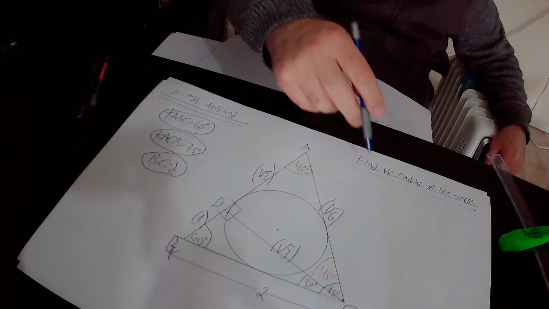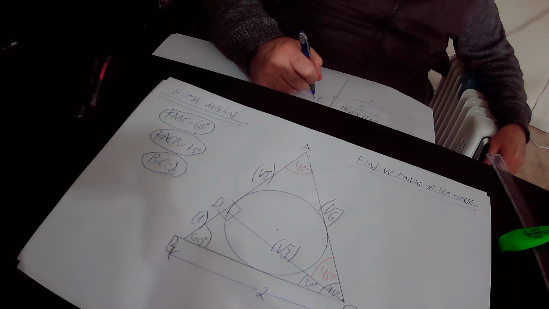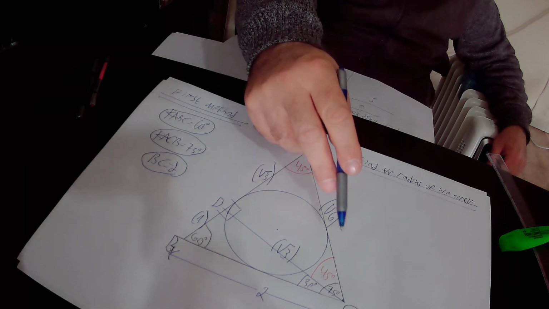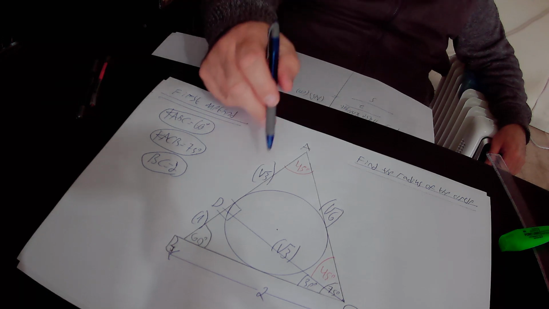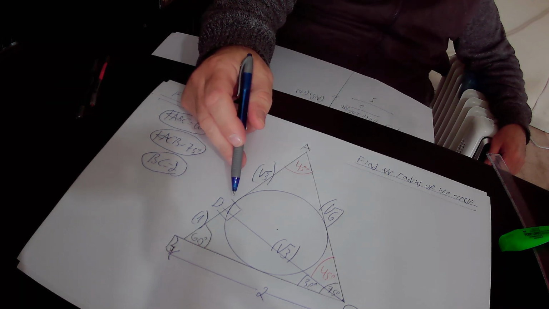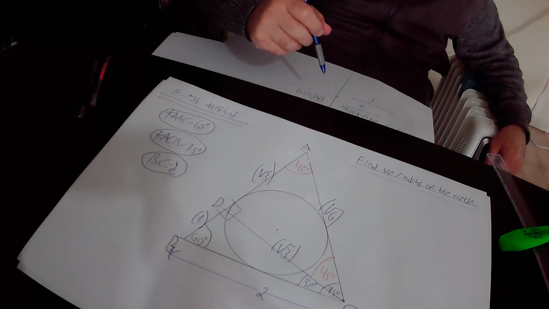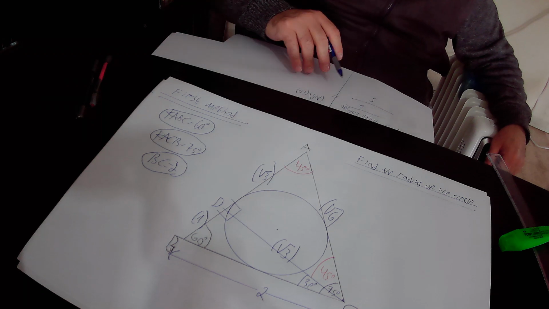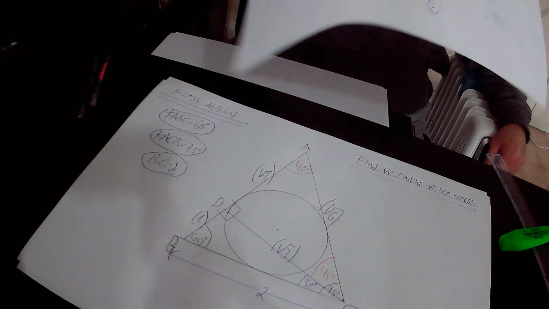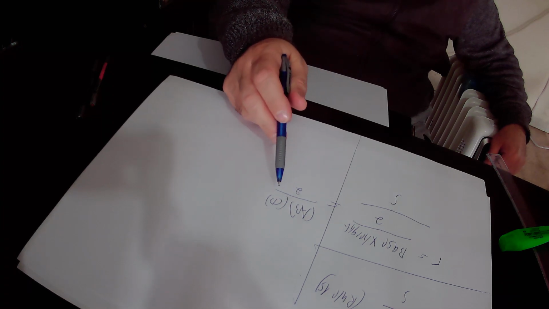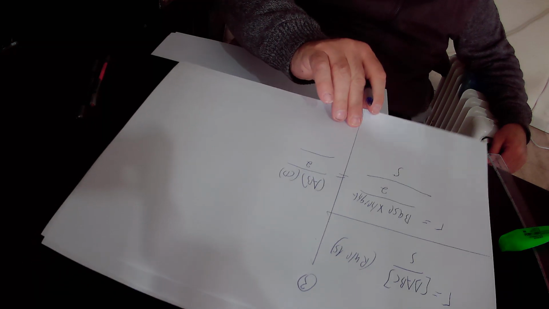We take the base of this triangle ABC as AB, and the height to the base will be CD. Why? Because the height to the base must create 90 degrees with the base AB. You can see that CD creates 90 degrees with the base AB. Therefore, CD is the height to the base. The area of triangle ABC equals the base AB times the height CD over 2, divided by the semi-perimeter.